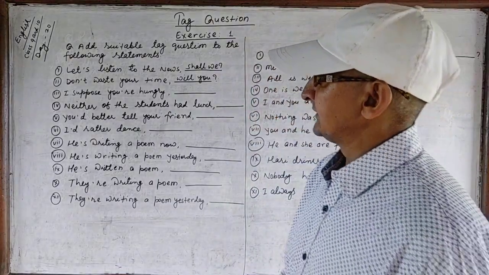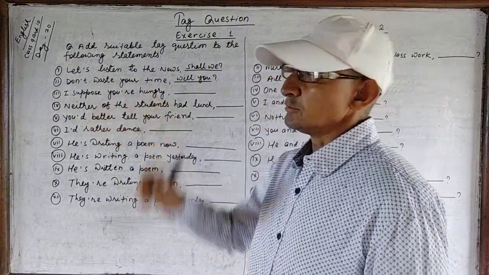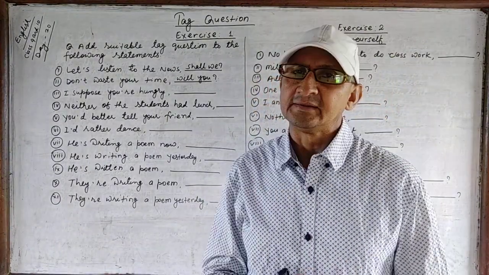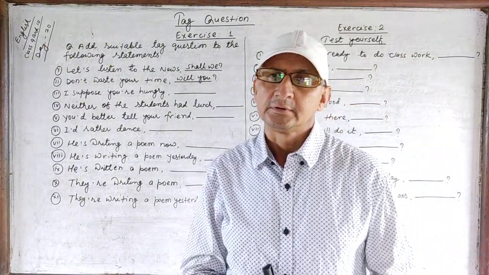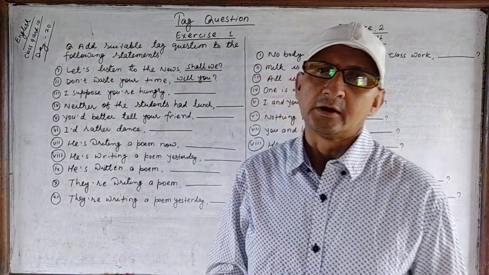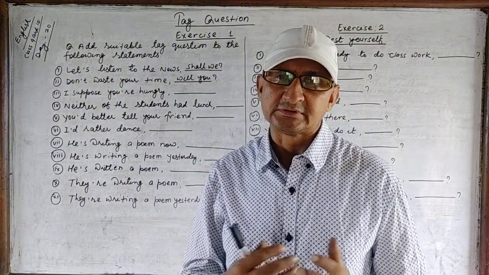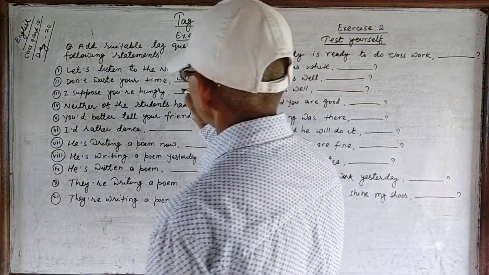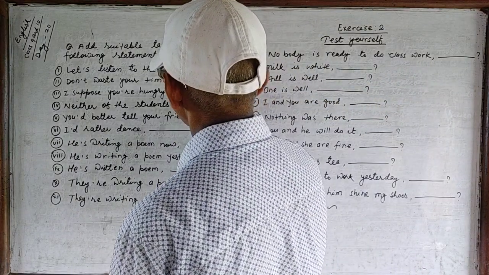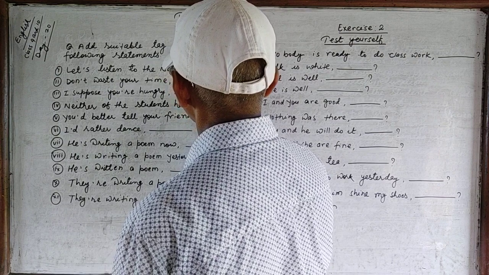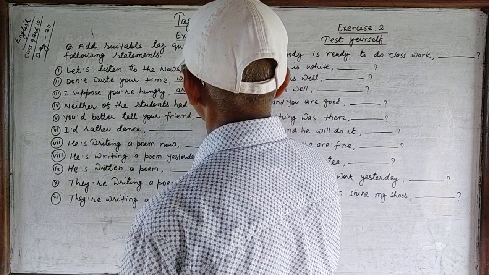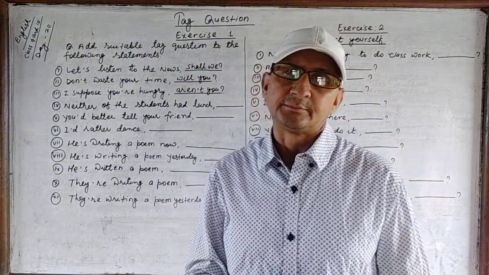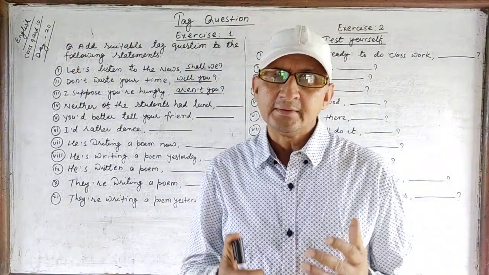The third question is, I suppose you are hungry. I suppose you are hungry is the statement. You can write the tag of this statement. The tag of this statement is, aren't you? Aren't you is the tag of this statement. Why aren't you?